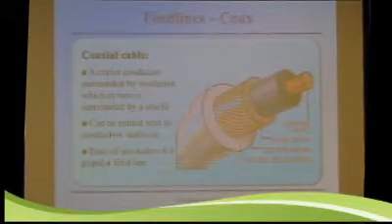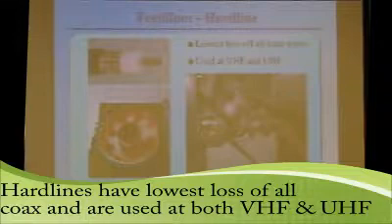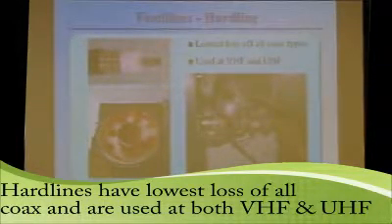Okay, hardline is the best type of coax cable. It's the lowest loss of them all. It's generally used at UHF and VHF because remember, the higher in frequency, the higher the loss.